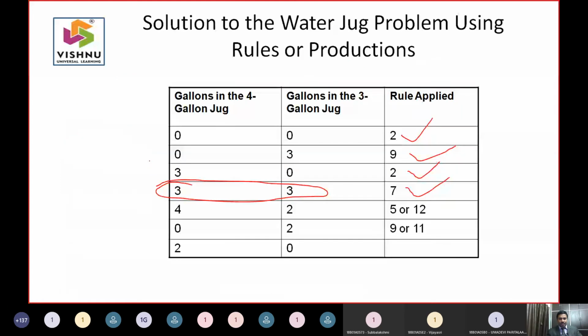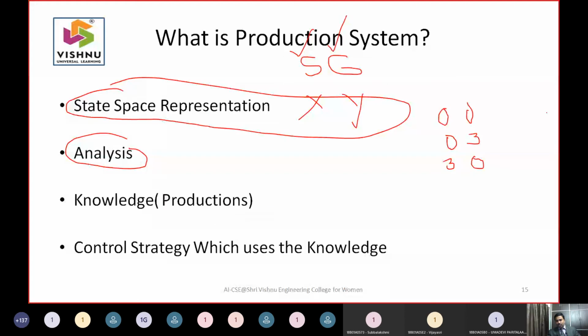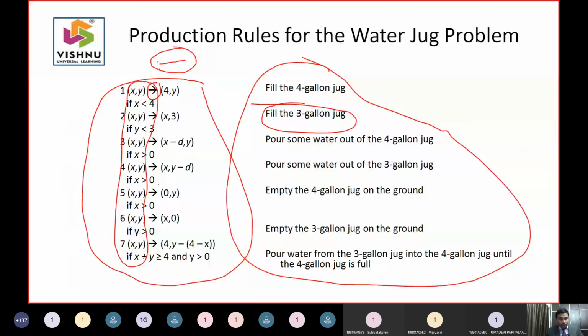This is very important. Analysis will be done with respect to a specific solution, but from the analysis you write the productions. We can call it knowledge, or productions, or rules. These productions will contain the action part. If this condition is satisfied, what is the action? So what is the prerequisite? You have written some condition here, that is a prerequisite.